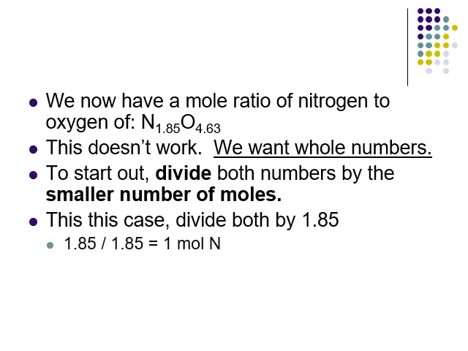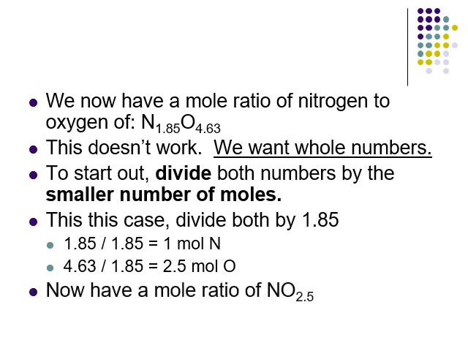1.85 divided by 1.85 is 1, so we have 1 mole of nitrogen. 4.63 divided by 1.85 is 2.5. So now we have a mole ratio of 1 nitrogen to 2.5 oxygens. Much, much, much better. Now, numbers to look for here.